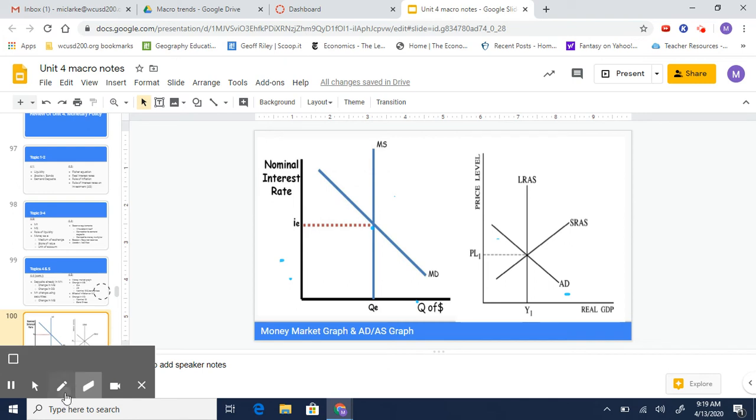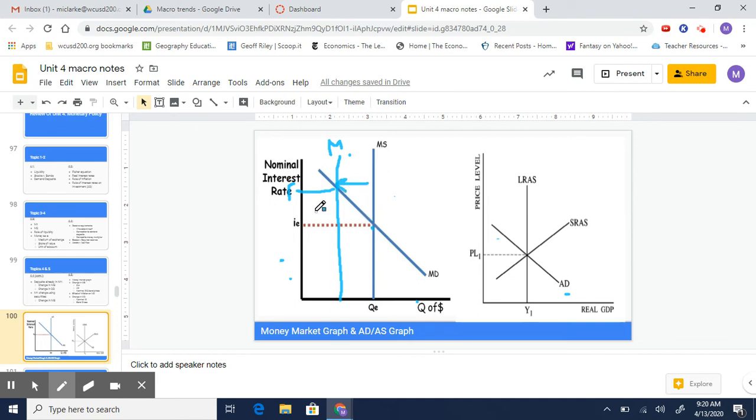And now, another scenario could be if the Fed sells bonds. When the Fed sells bonds, they're taking money out of the economy. Think about it. When you sell something, what are you getting in return? You're getting money. So if the Fed is getting money, that money's coming out of circulation. It's going from the banks to the Federal Reserve. So there'll be a leftward shift. That's an arrow, leftward shift in the money supply.